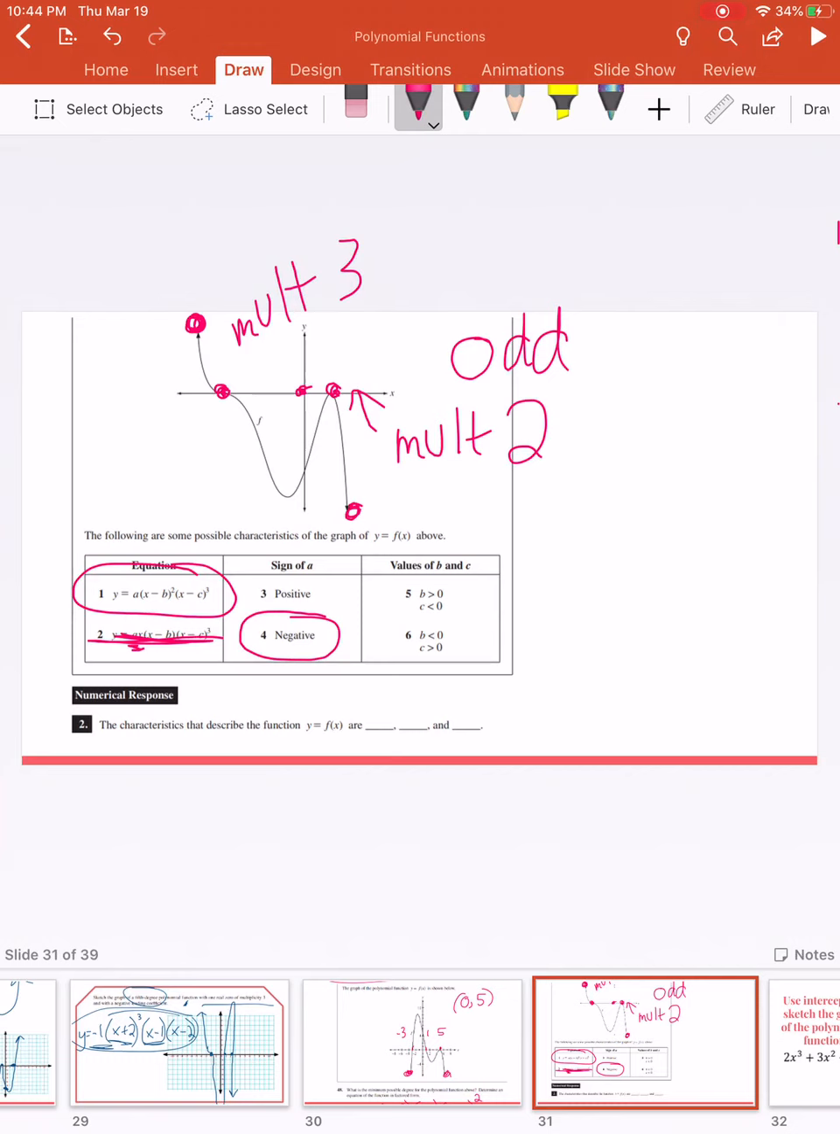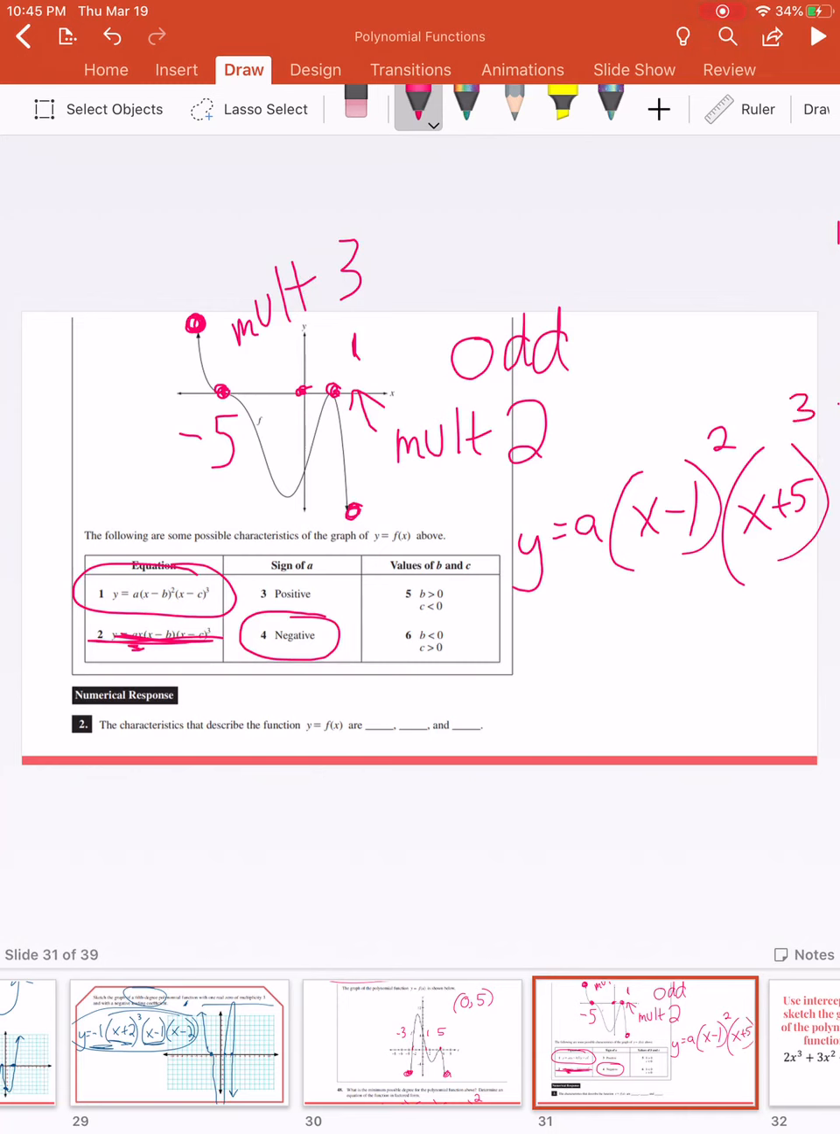Now that I know this, let's see if we can figure out the correct equation. So we know we have a negative a value. If I have x minus b, notice how the negative is already there. And let's make up some numbers here. Let's say this is 1 and this is negative 5, just so that we have an equation to work with. So we would say here, because this is a positive 1, I'd have x minus 1. It has a multiplicity of 2. Okay. Here, because this is a negative 5, I'd have x plus 5 with a multiplicity of 3.